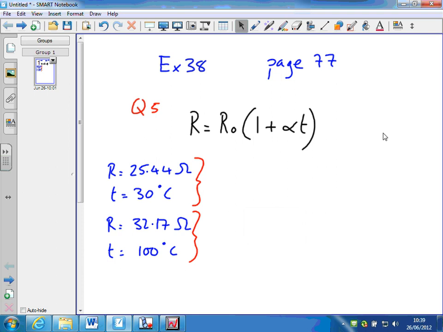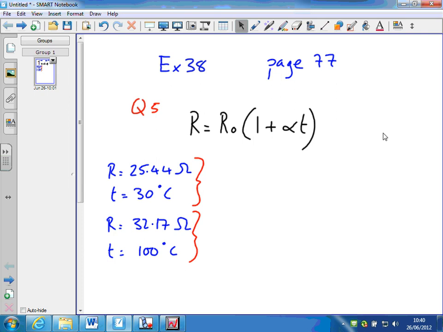Exercise 38, question number 5. This equation that we're going to investigate highlights a situation in engineering where we might use it to come up with a graph to plot resistance against temperature for a particular material.